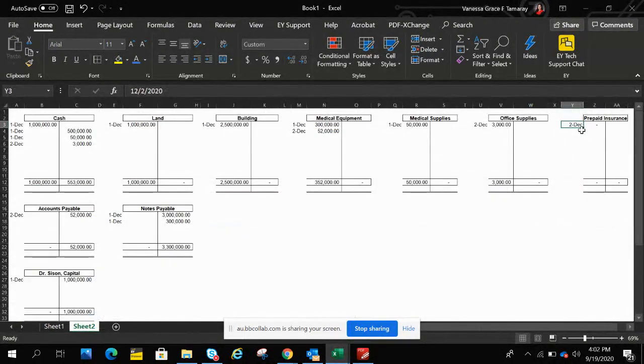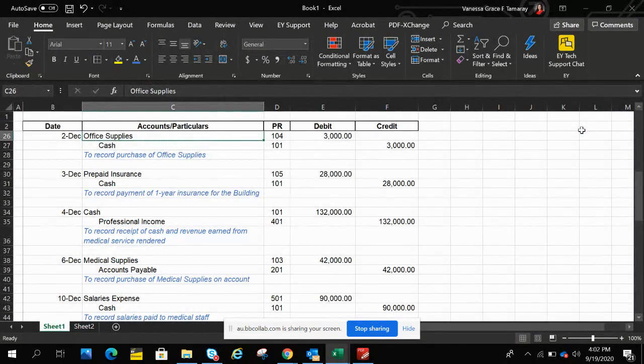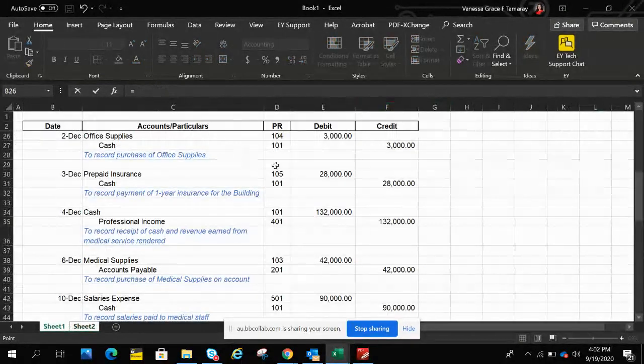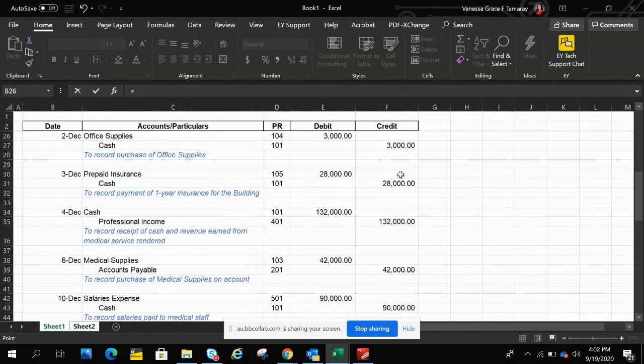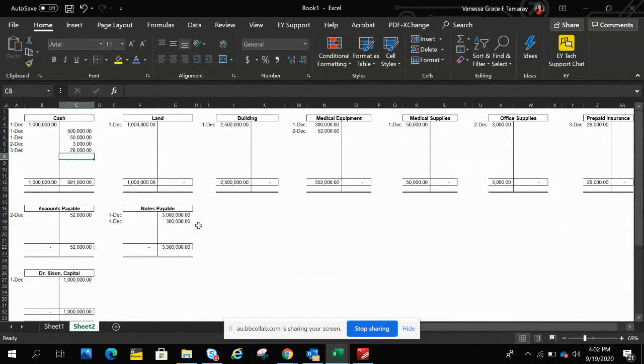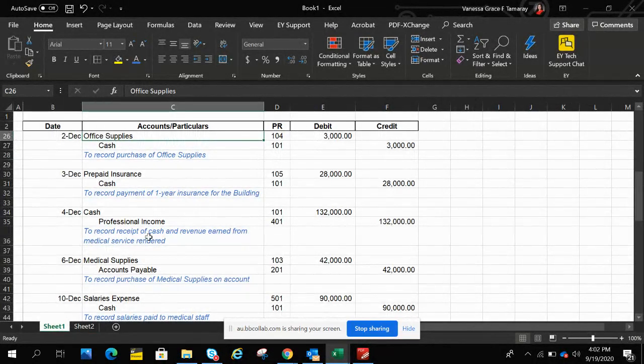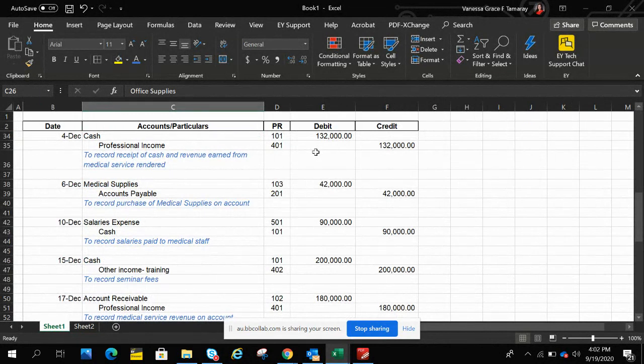December 3. This is how much? 38,000 pesos. Then cash, December 3, 28,000 pesos. Credit. Okay? Next, we have professional income. So debit cash, December 4, 132, credit professional income.